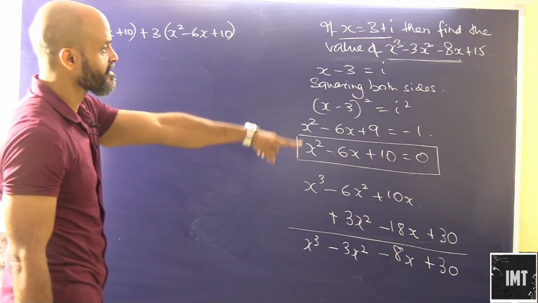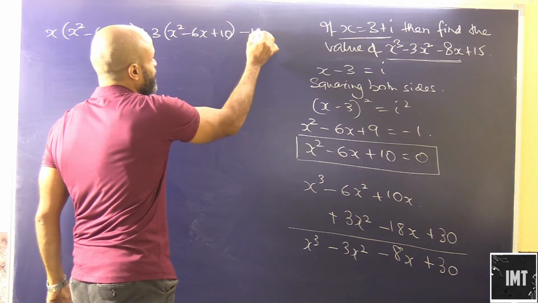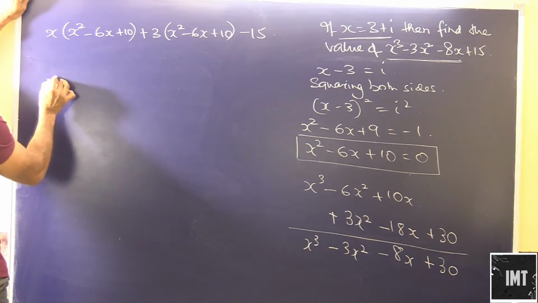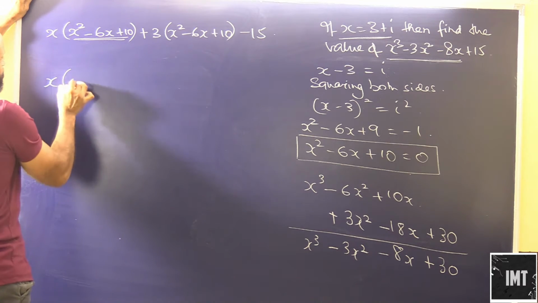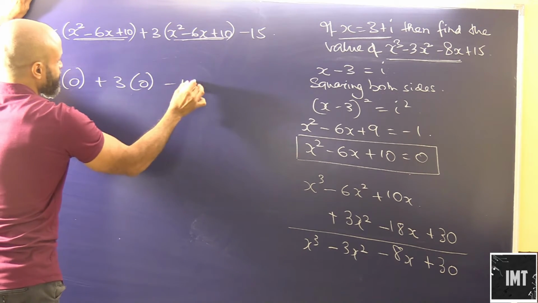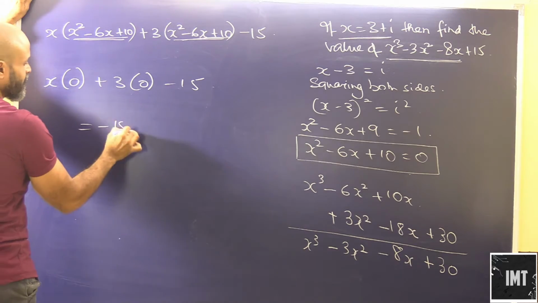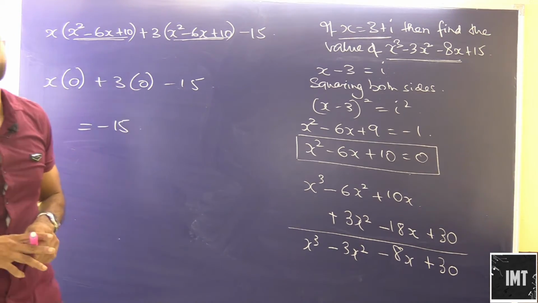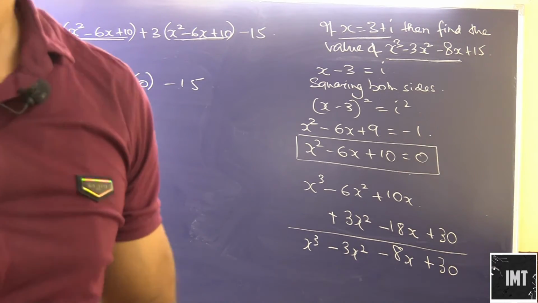What do we get here? 30. So I don't need this 30, I need 15 here. So I will subtract minus 15 from this one. Now the value of this one is 0, minus 15. So the answer will be minus 15. Okay, a pretty easy sum. And take a snapshot of the same.